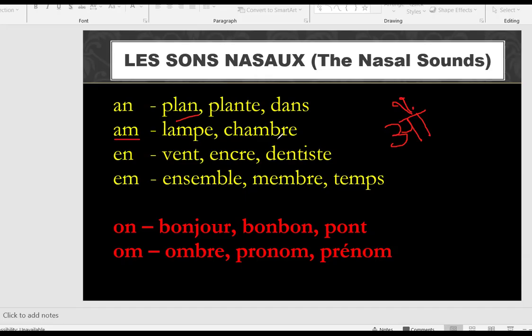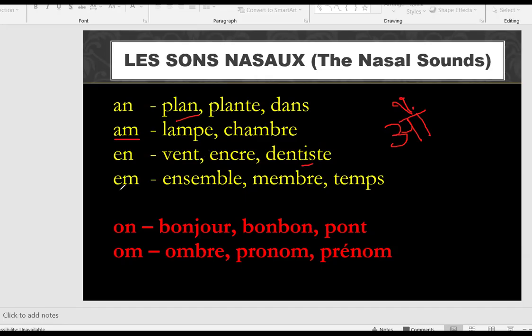Encre. Next word: dentiste. How do you read I? E. So you have to stretch it: dentiste.